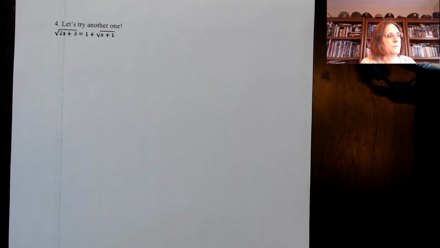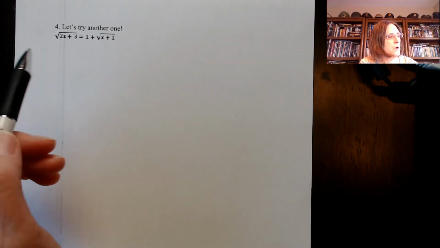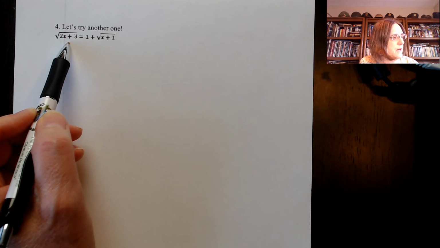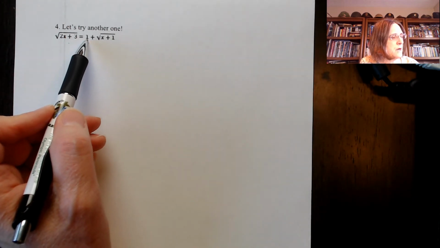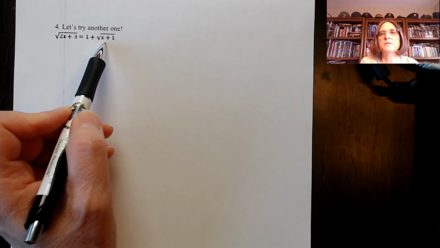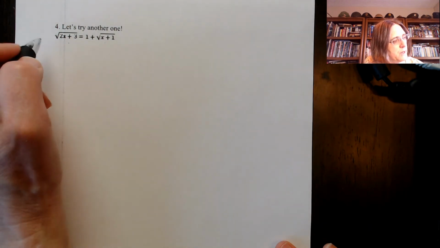In this case, we again have one root isolated on one side. In this case, it's on the left. And on the right side, we have a binomial, 1 plus the square root of x plus 1. So again, we're going to square both sides of this equation.